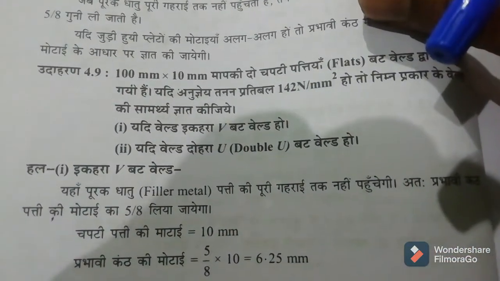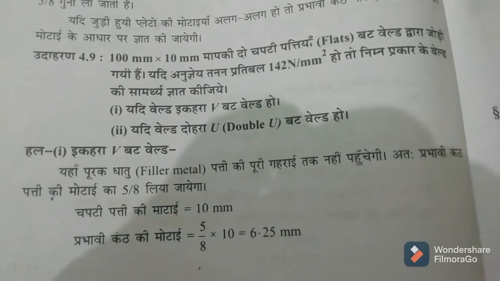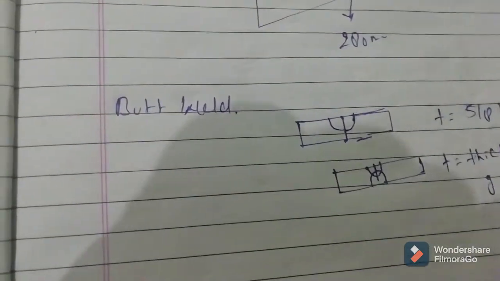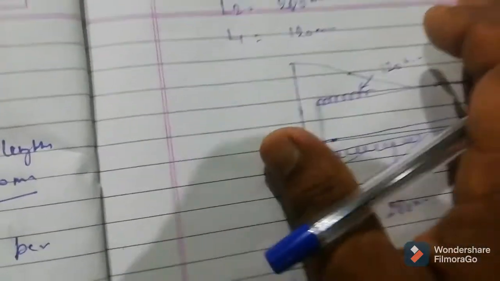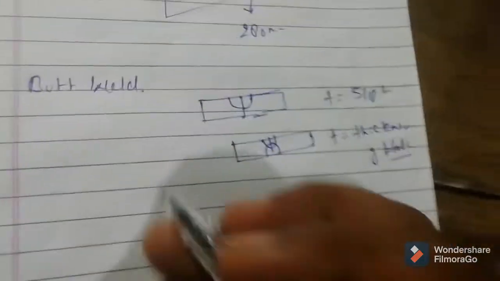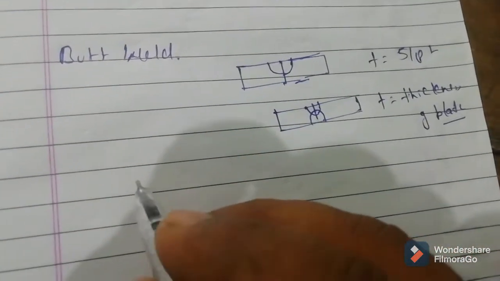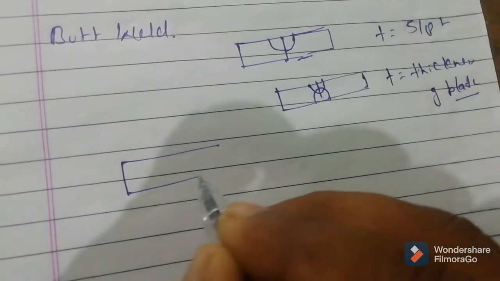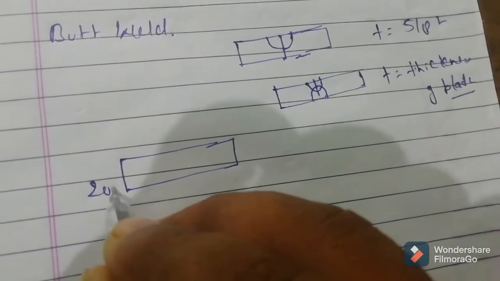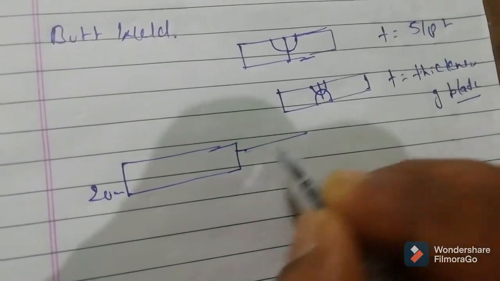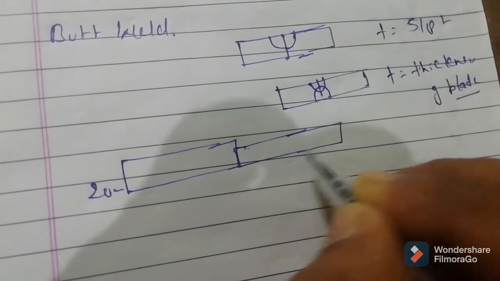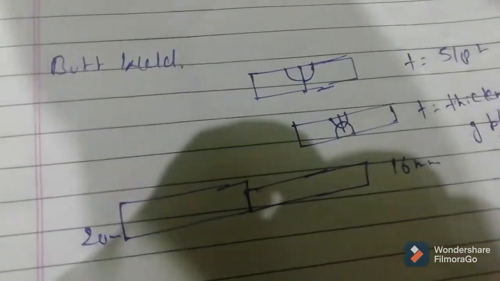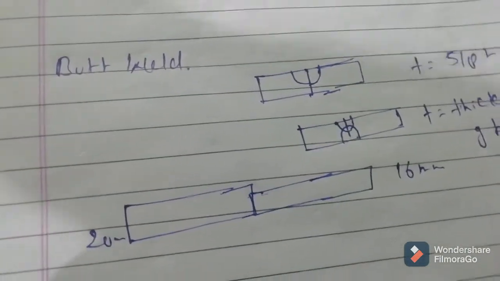Okay, so as I already said, this is 5 by 8, and now when you talk about the double V, that is the total thickness we are going to take. So now let's make a little change. So now here, butt weld. Let's take two plates, one of 20 mm and second of 16 mm. You have to join them.